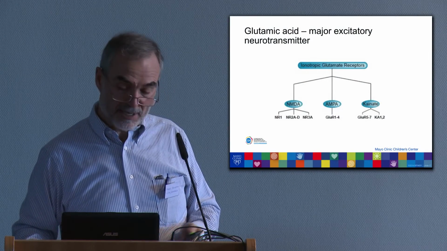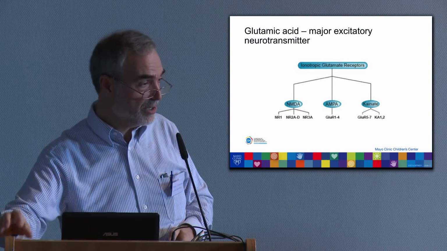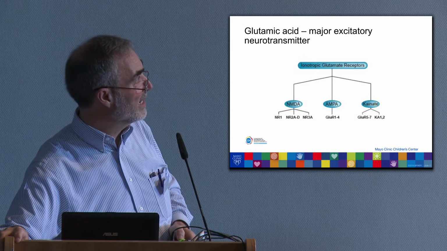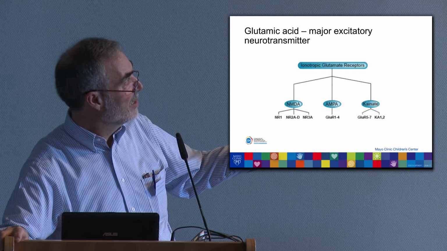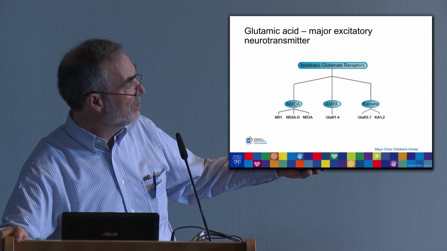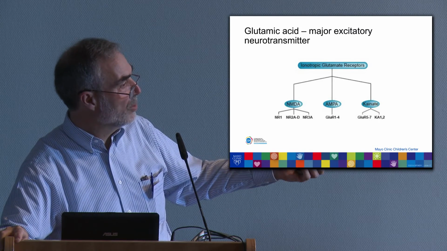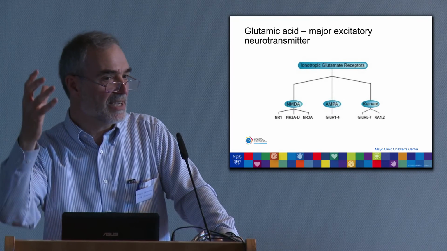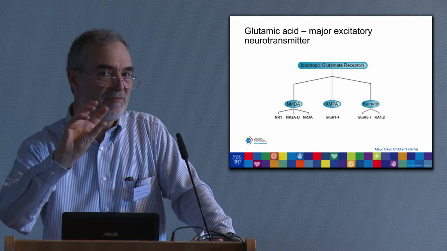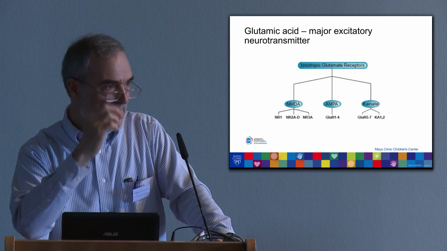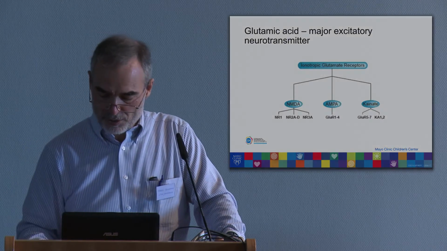So one of the major excitatory neurotransmitters in the nervous system is called glutamic acid. It has what are called metabotropic and ionotropic receptors. Again, the details are not important, but just to make the point, there are multiple receptors that can detect these neurotransmitters. There can be mutations that affect the function of all of these receptors, and the result of that can be intellectual disability.